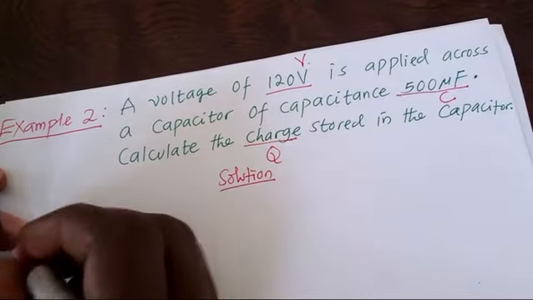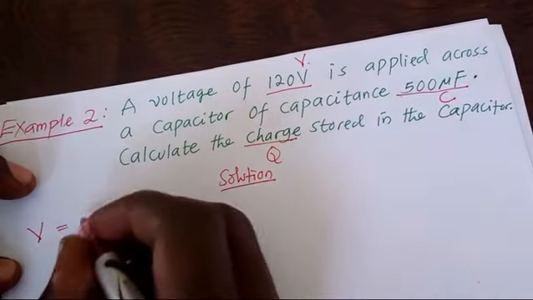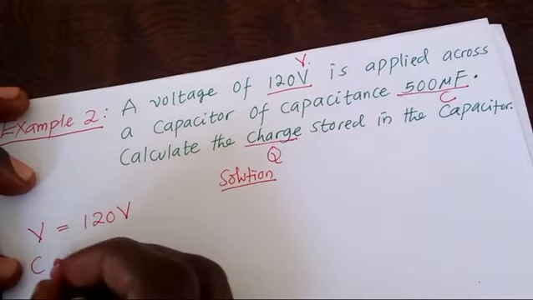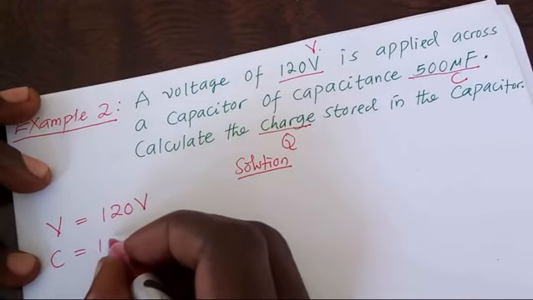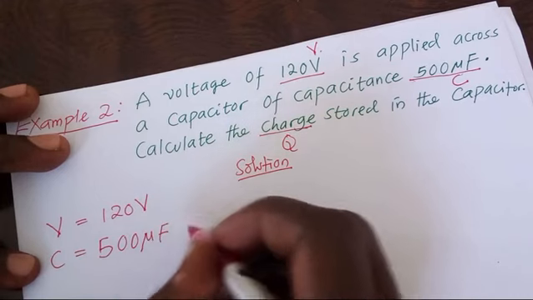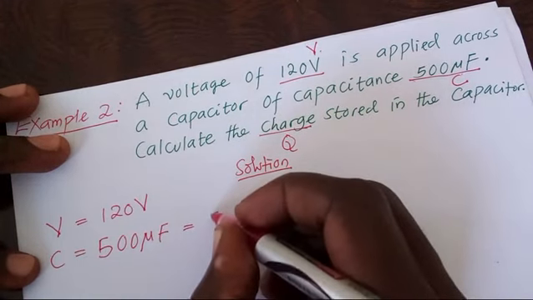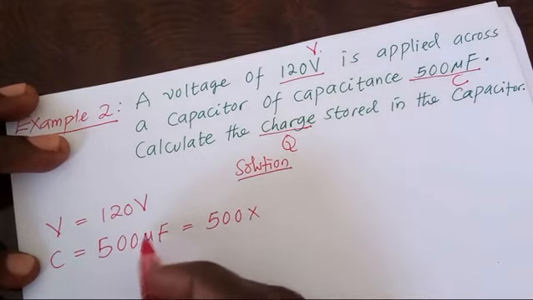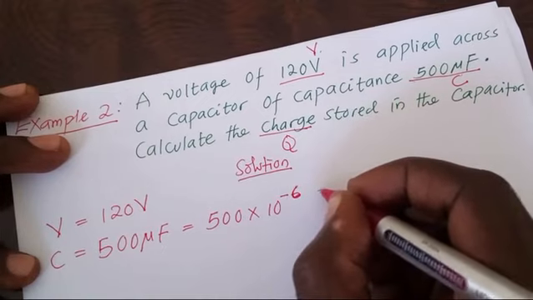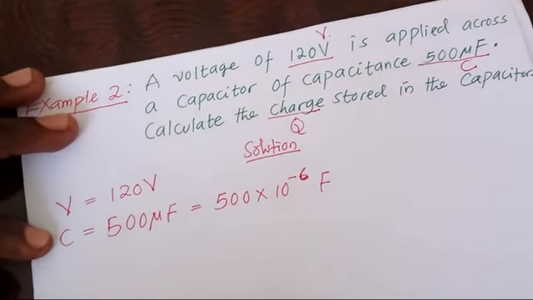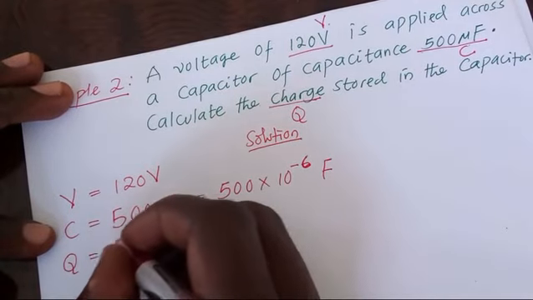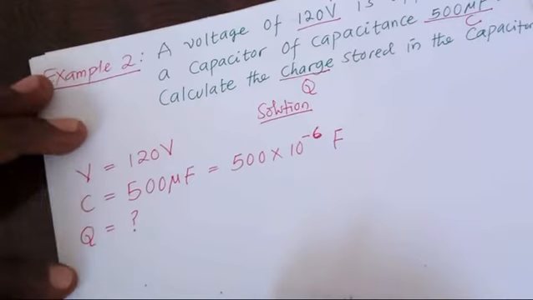Solution: our V is 120 volt. Then this is C. Our C is 500 microfarad. Then we have to convert this to farad. So this is 500 times the micro here. The conversion factor is 10 raised to the power of negative 6 in farad. Then what is our target variable? Our target variable is Q, and we don't know this Q, so we put a question mark.